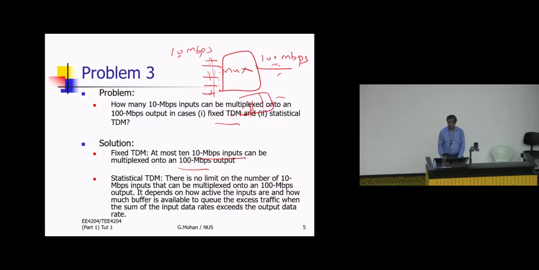If the sum of the input data rates exceeds the output data rate, there will be an excess number of bits or packets. Those packets will be waiting in the queue. The queue will build up. If the buffer overflows, there is a possibility of congestion. So how many inputs can be supported? It depends on how active the inputs are. If you know that on average each input is active, actively transmitting, only 10% of the time, then we can support 100 inputs. I mean, just an approximate value.